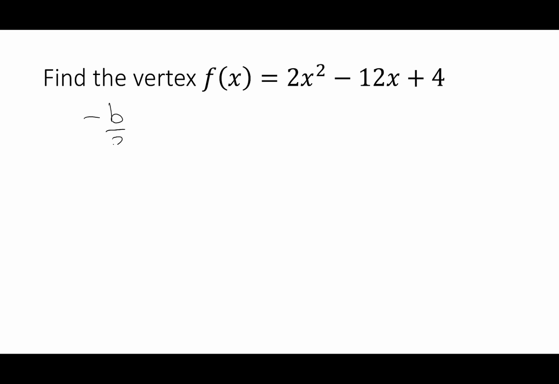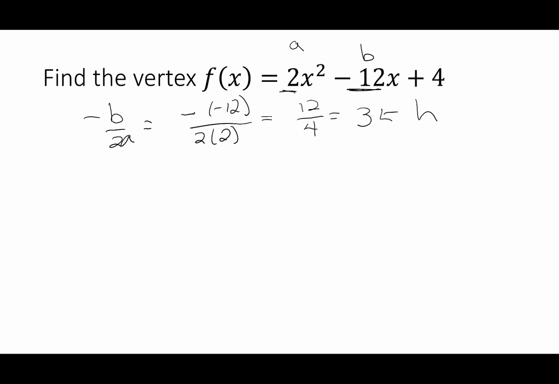Negative b over 2a is negative negative 12 over 2 times 2. So the negative 12 was my b, the 2 is my a, so negative negative 12 is 12, 2 times 2 is 4, so that says that I have 3.